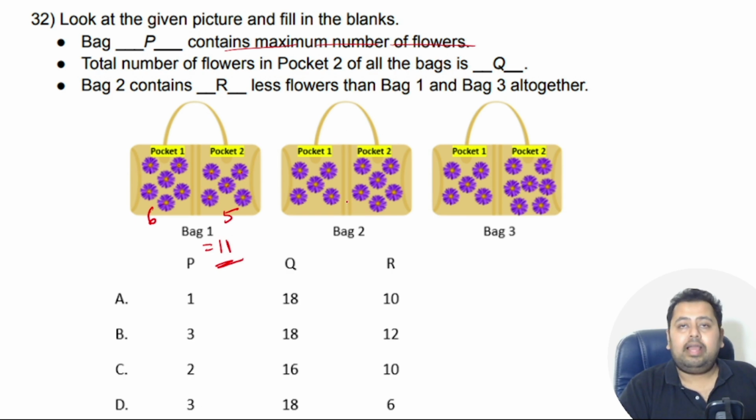Now let's go to bag number 2. In bag 2, pocket number 1 has 1, 2, 3, 4, and 5. So 5 flowers. And in pocket 2, there are 1, 2, 3, 4, 5, 6.